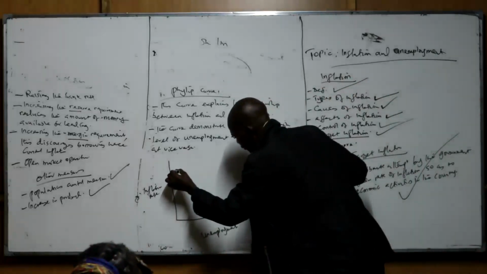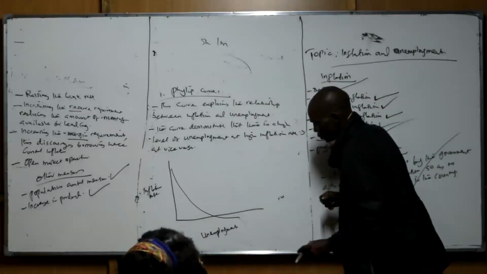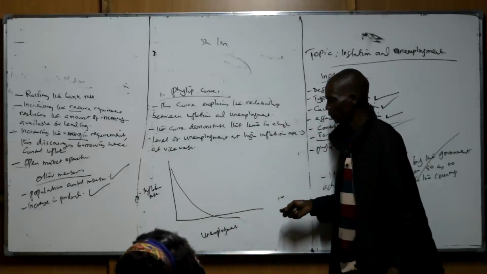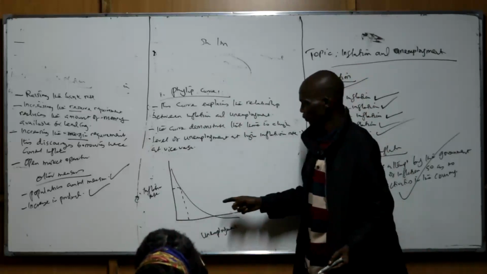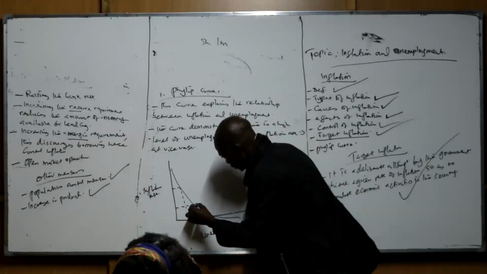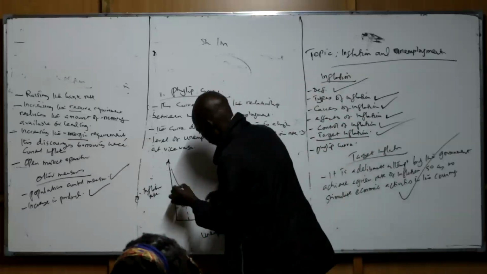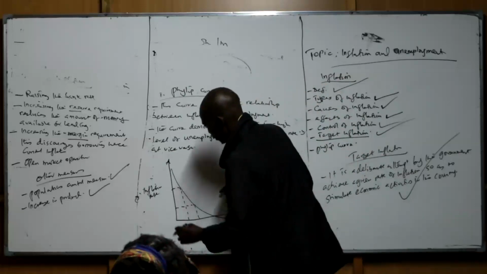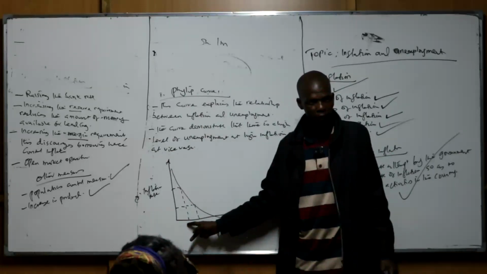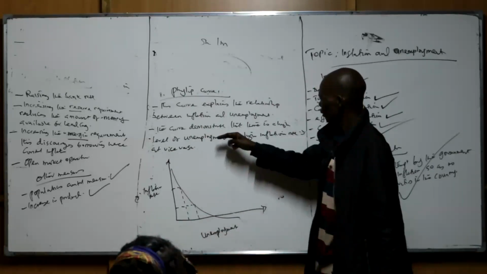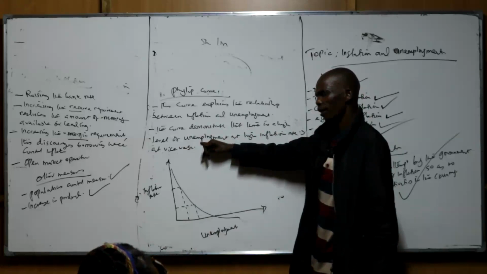So you can see what is happening there. If we have any point up, just look at what we are seeing. If you look at this particular point, inflation is high still. And what is this? Unemployment. Unemployment is low. Good. The curve says that there is a high level of unemployment, the unemployment is high.